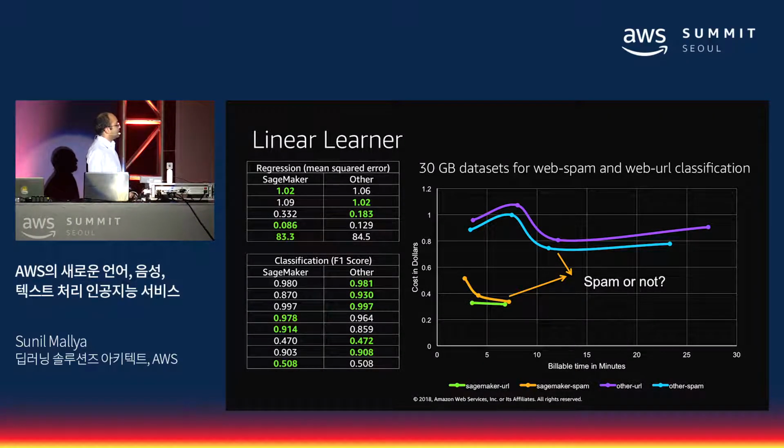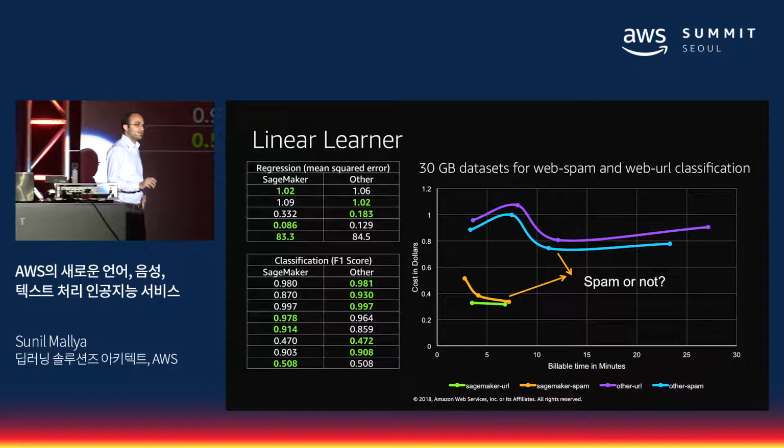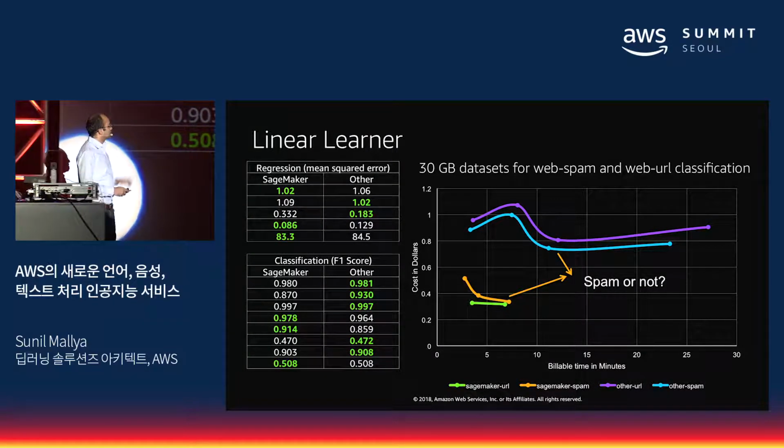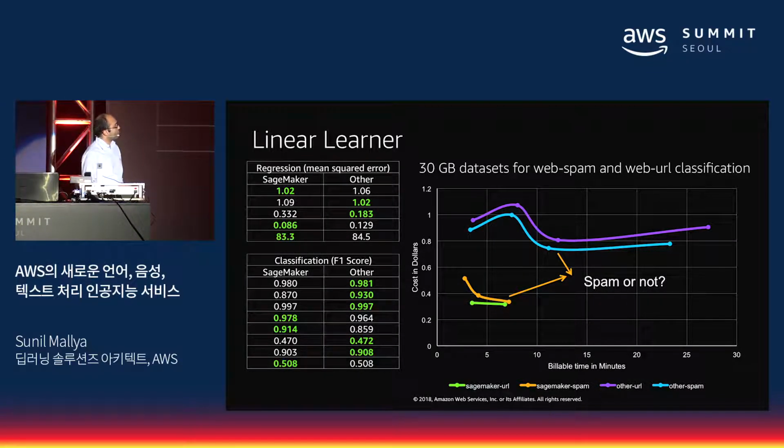So this is the linear classifier. We have 2 examples. One is a regression and one is classification. In case of the regression, spam or not, you can see SageMaker trains faster. It takes around 6 minutes, whereas the corresponding implementation elsewhere takes close to 25 minutes, right? It trains faster and it's cheaper than the other algorithm. Same is the case for the other example with classification.